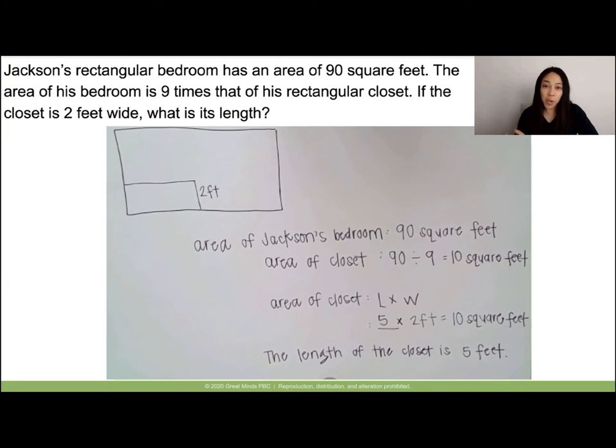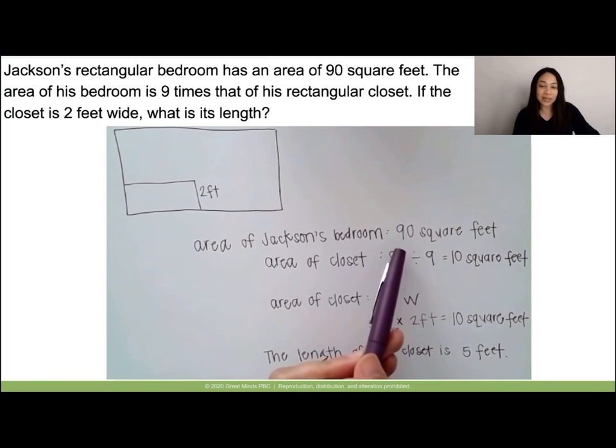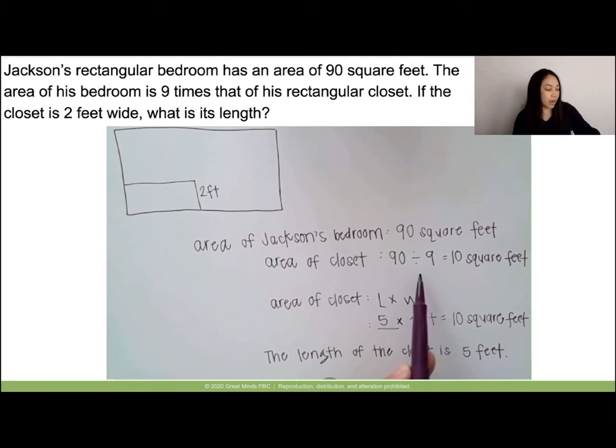Let's take a moment to walk through this problem. We know that the area of Jackson's bedroom is 90 square feet. We also know that that's 9 times the area of the closet. So what I did here was I divided by 9, and that equals 10 square feet, and that is the area of the closet.